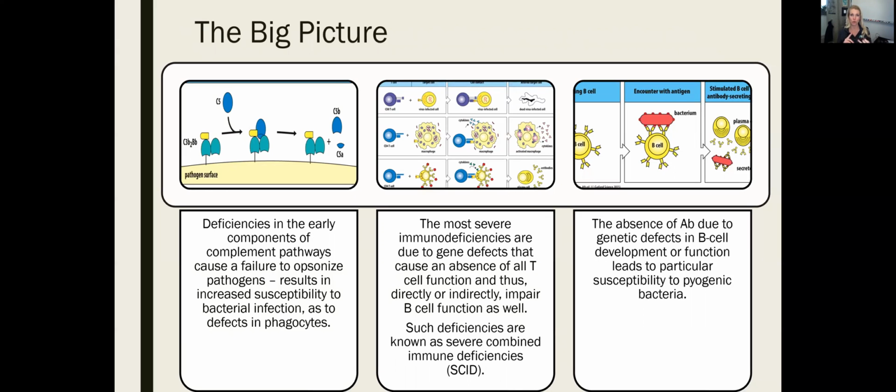The other option would be the RAG enzymes. If RAG1 and RAG2, which are vitally important for somatic recombination in both B cells and T cells, are deficient, then we'll also end up with a SCID, or a severe combined immunodeficiency. So that's kind of the big idea.